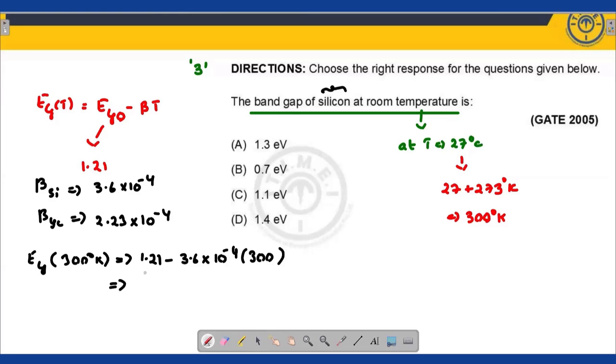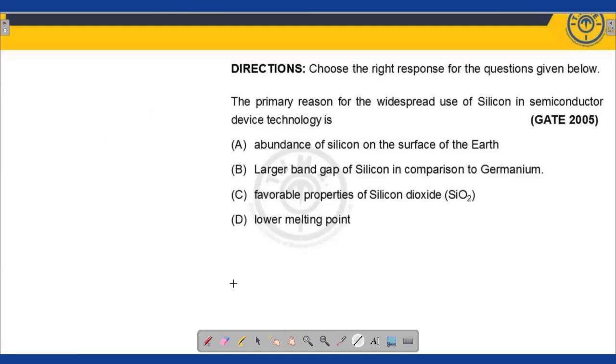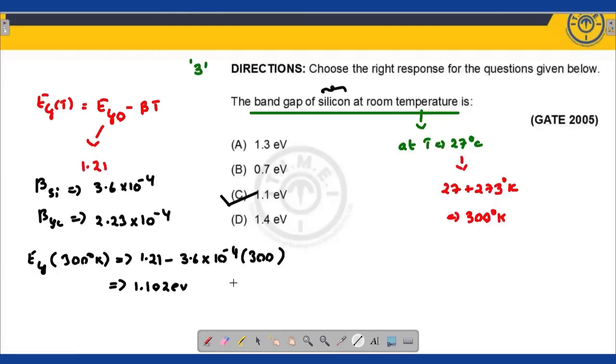1.102 electron volts. You are getting the value 1.102. Approximately the answer is near 1.102, near value C. This particular value, my dear friends, we are going to use over here, which is very important. Next question, because the questions will be like this, my dear friends.